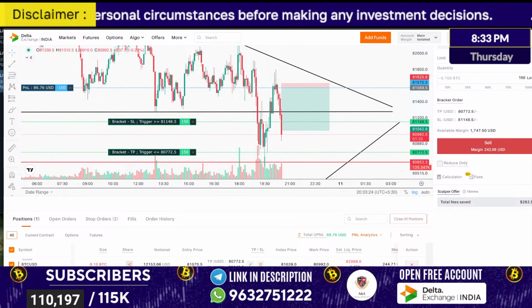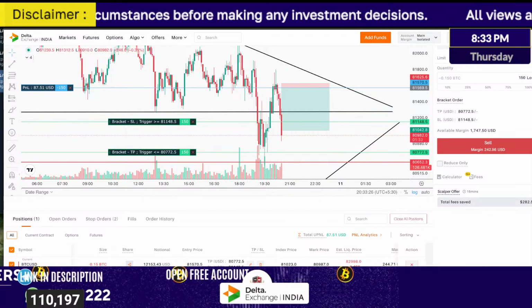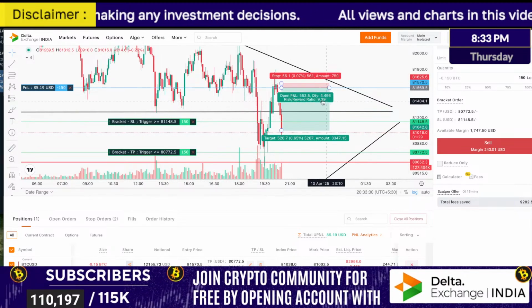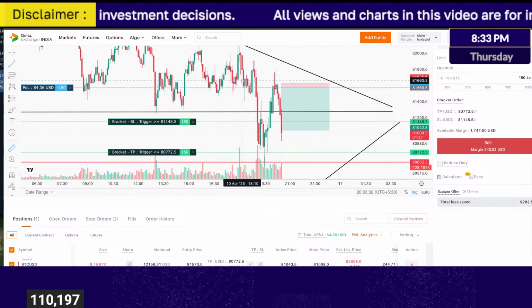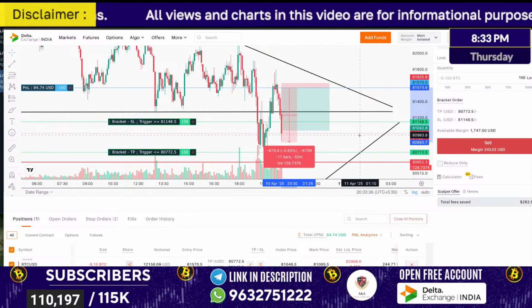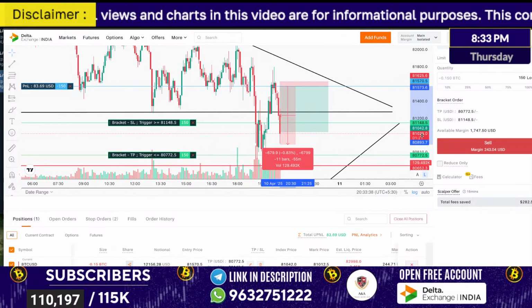See, after this, I will not tell anyone to exit or not exit. Okay, it's gone way beyond the target. It's given you a movement of close to, what, 600, 650 points.